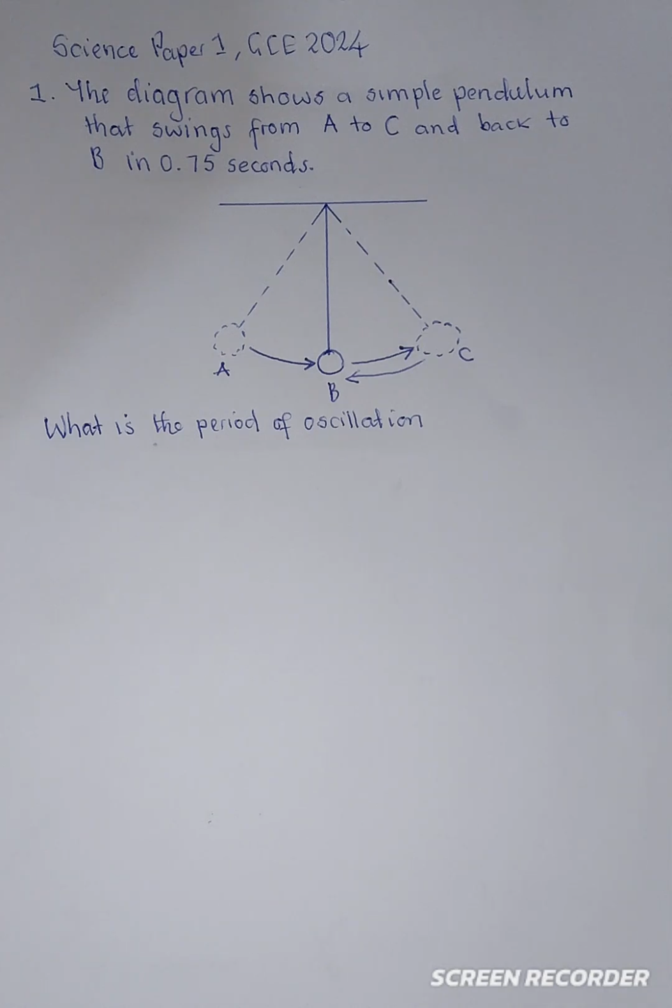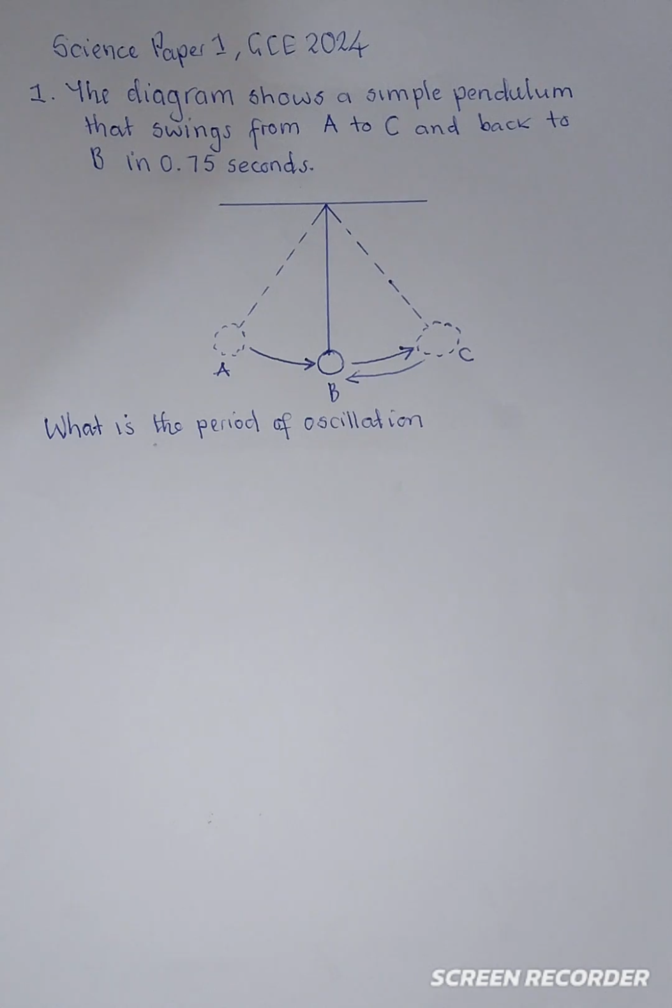In today's lesson, we're going to answer a question from Science Paper 1, GCE 2024 paper. So we're going to start with question 1. Question 1 says, the diagram shows a simple pendulum that swings from A to C and back to B in 0.75 seconds. So we have our diagram there.